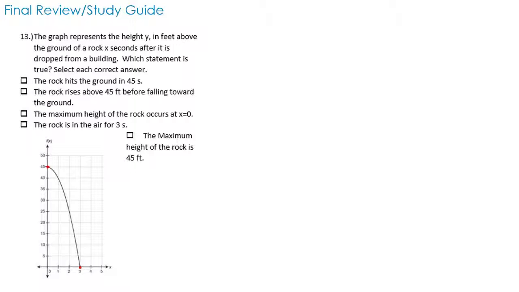For the third one, the maximum height of the rock occurs at x is equal to 0. So x is equal to 0 right here, and if we look, that is the maximum height, that 45 feet. So this statement is true. So we can go ahead and check that one off.